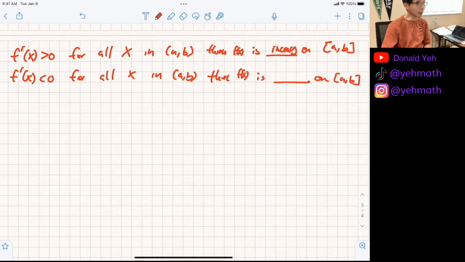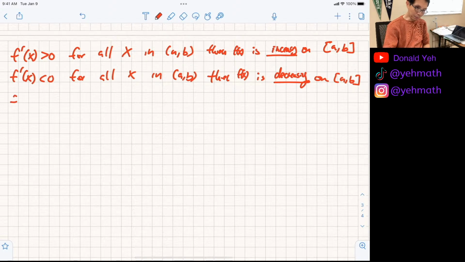And this one is the what? The second one's what? Decreasing. Okay, so it's increasing and decreasing here. The reason why is if you have positive f prime, that means your slope is positive, that means your function is going up. Does that make sense? Are we okay here? Okay, so that's a simple understanding.